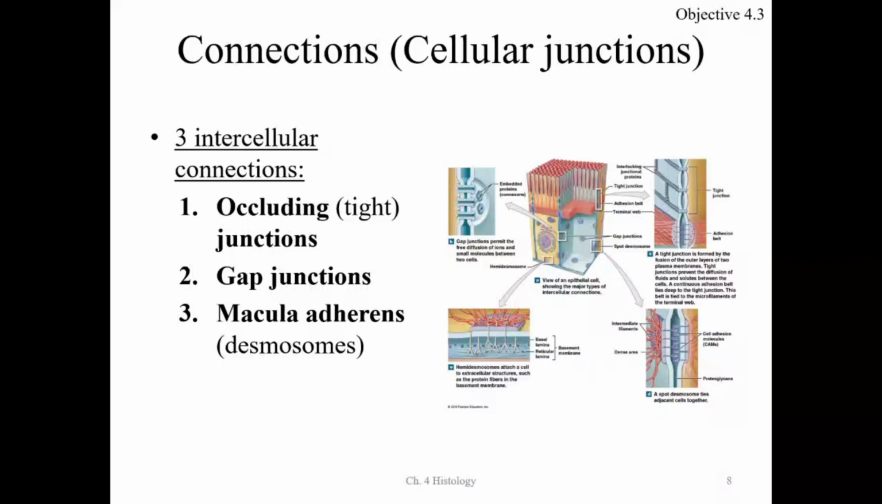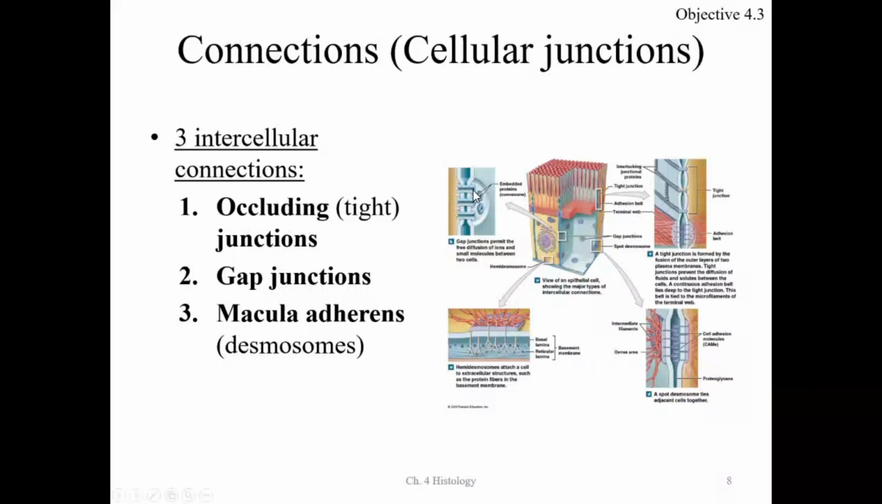Now, the occluding junction is sometimes called a tight junction. When we look at occluding junctions or tight junctions, they are watertight. They prevent leakage of fluid. So they are a watertight barrier. Gap junctions, on the other hand, are open. They are little tubes that let water and other ions diffuse through them. And so they're called gap junctions.